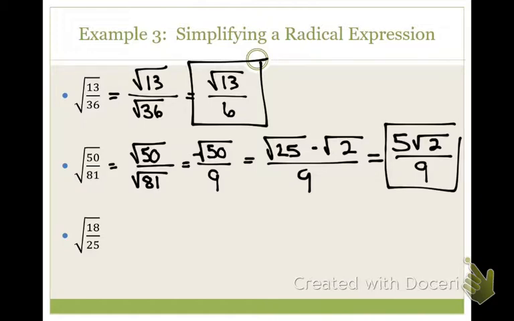18 over 25. Make sure it's completely factored. Square root of 18, square root of 25. So the denominator is easy. It's going to be 5. But the square root of 18, how could I break that down? It's not a perfect square. 9 times 2.